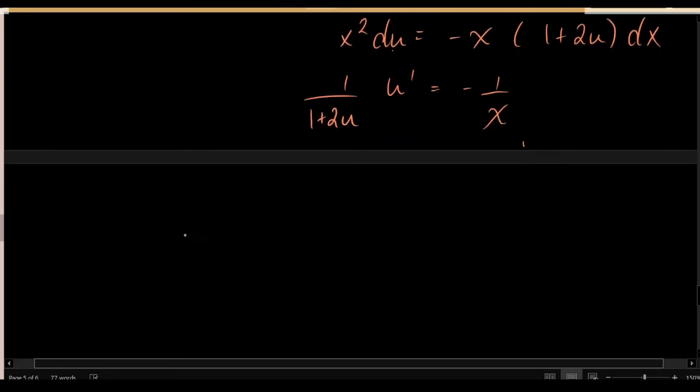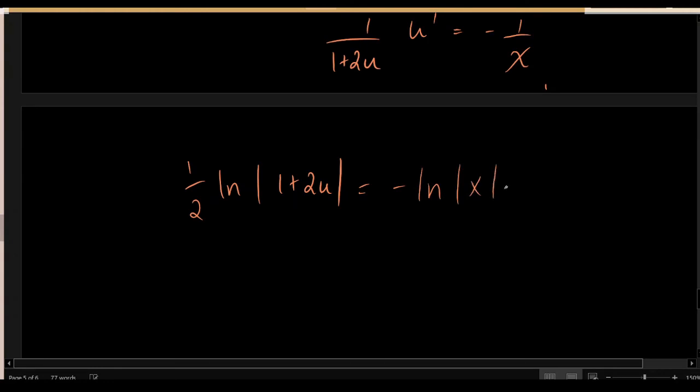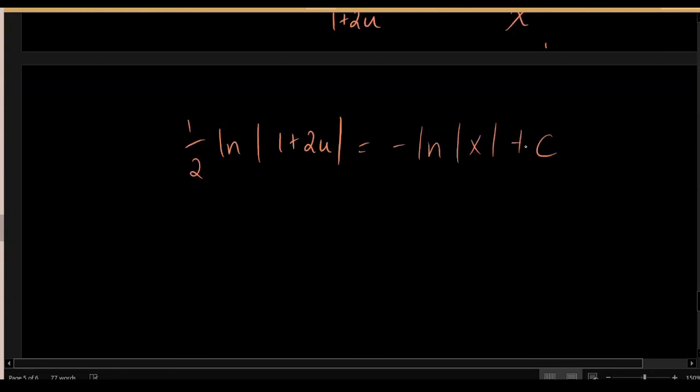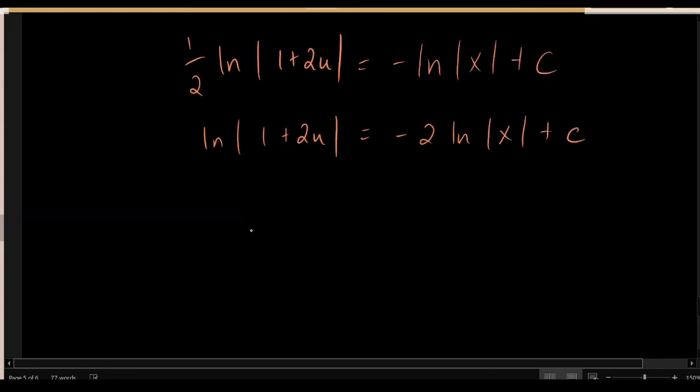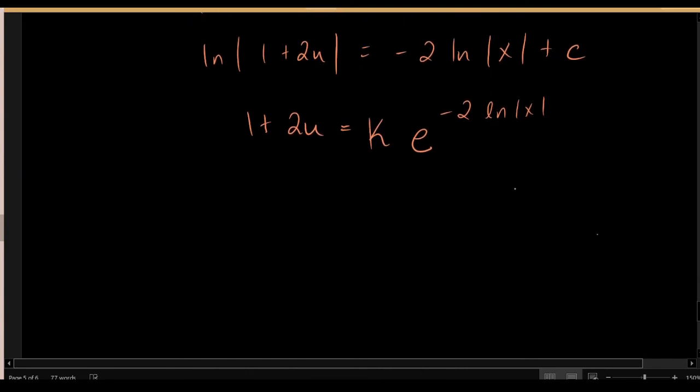Integrating both sides, we get 1/2 natural log absolute value of 1 plus 2u equals negative natural log absolute value of x plus c. Or in other words, natural log of 1 plus 2u is equal to negative 2 natural log absolute value of x plus c. So 1 plus 2u must be equal to e to the entire expression on the right. And using the usual trick of turning the plus/minus and the e to the c into a constant multiple k in the front.